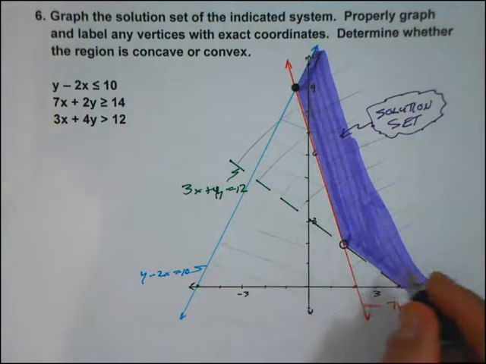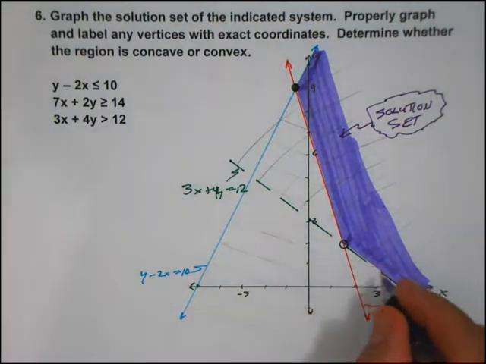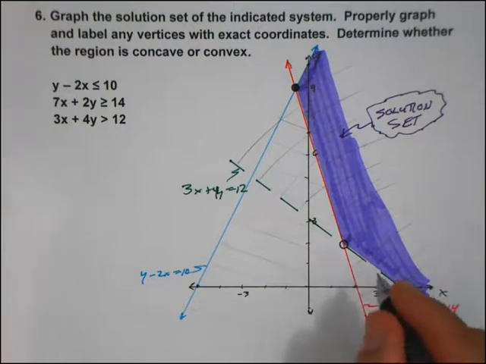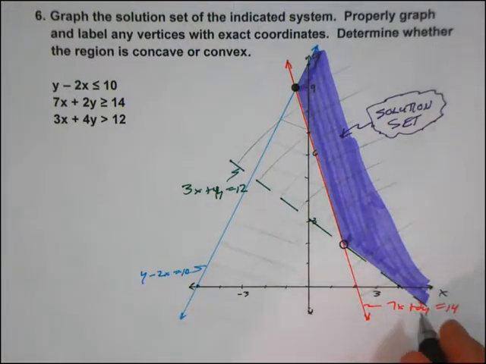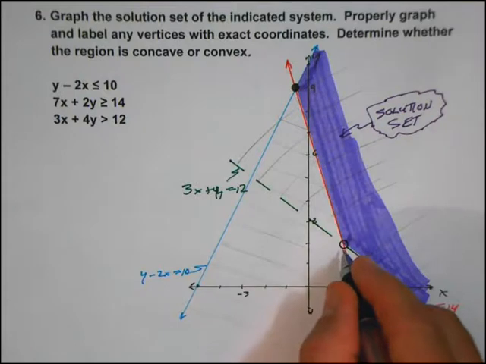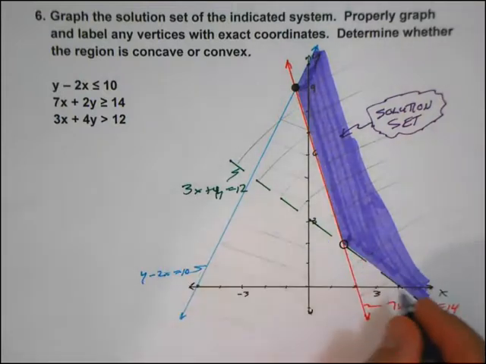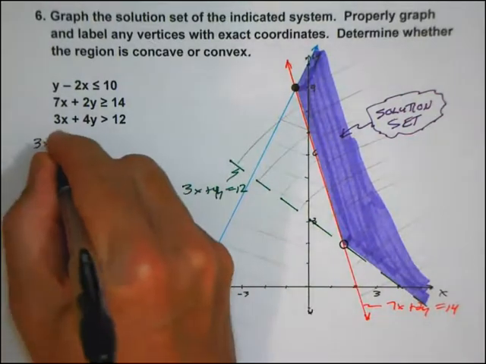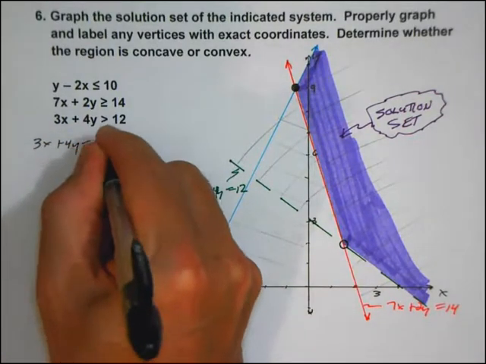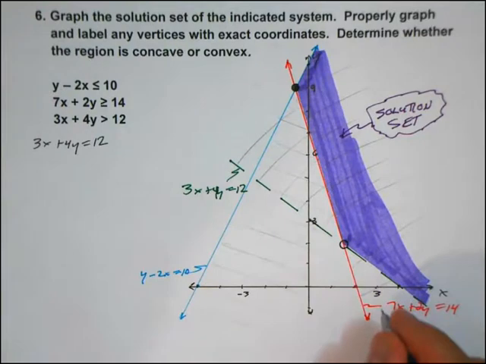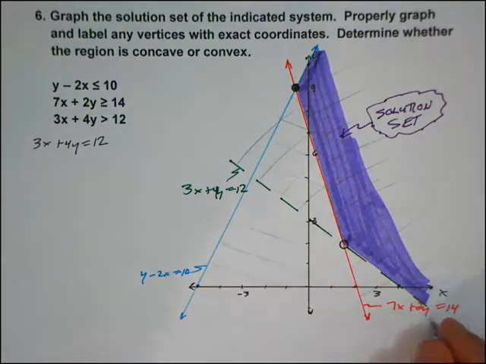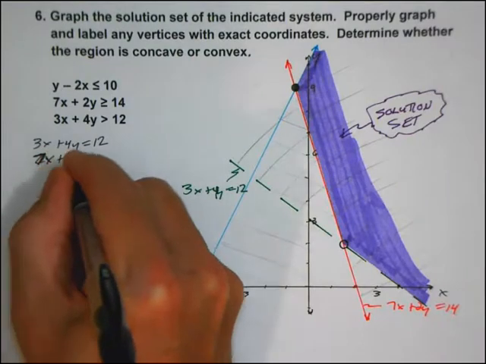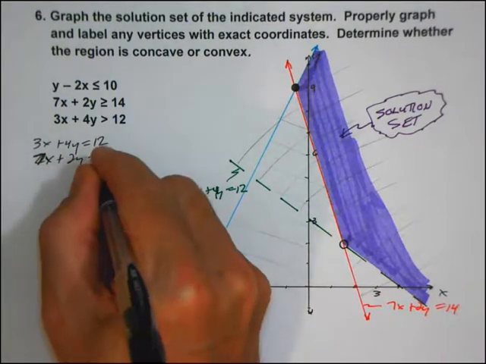So let's go here. This is the intersection of this green line and this red line. It looks like it's going to be a bit of a little systems of equations to solve to get this vertex calculated. So let's take the green line, that's the 3x plus 4y equals 12, intersecting it with the red line, which is 7x plus 2y equaling 14.